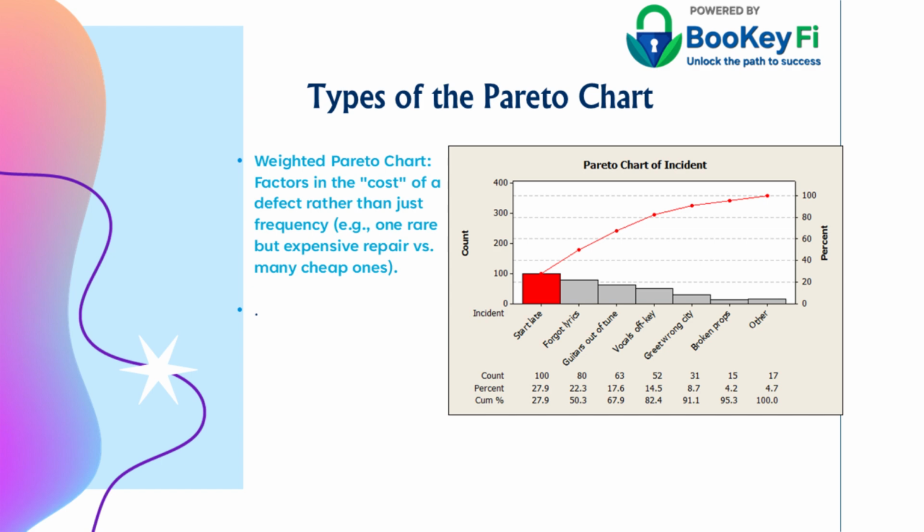For example, you might have 50 cheap repairs that cost less than one single, rare, but extremely expensive repair. Weighting ensures you prioritize by financial impact.